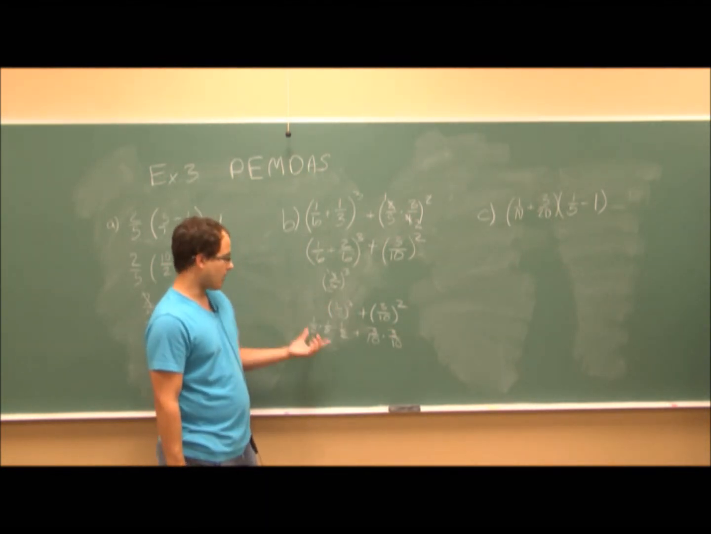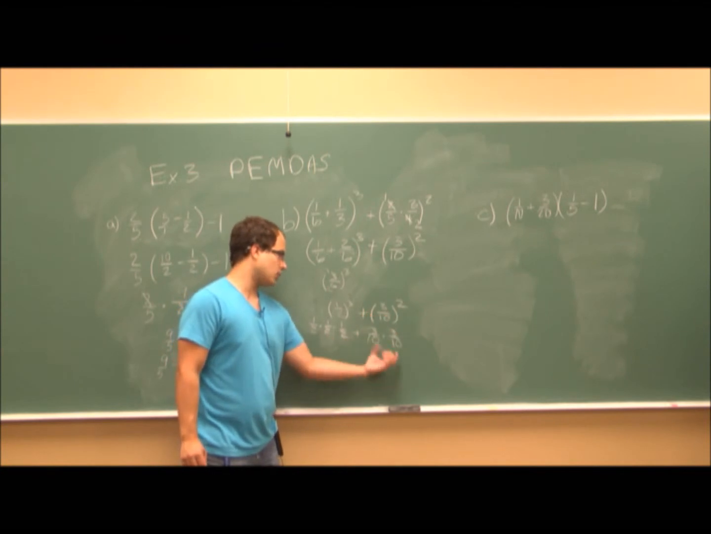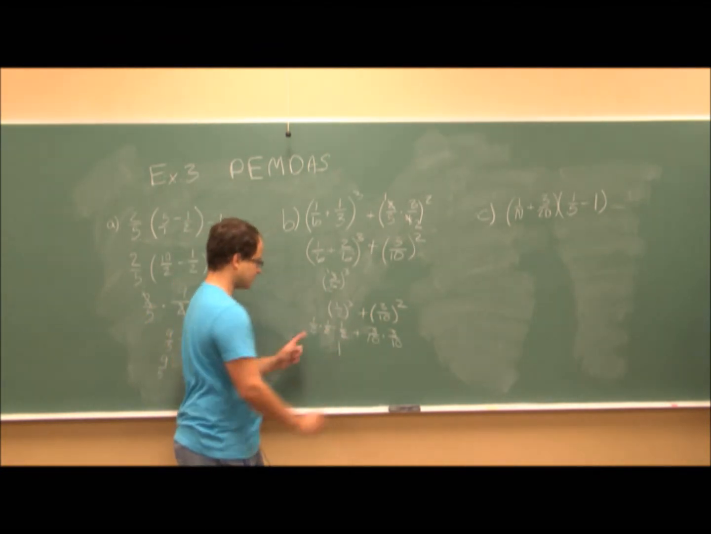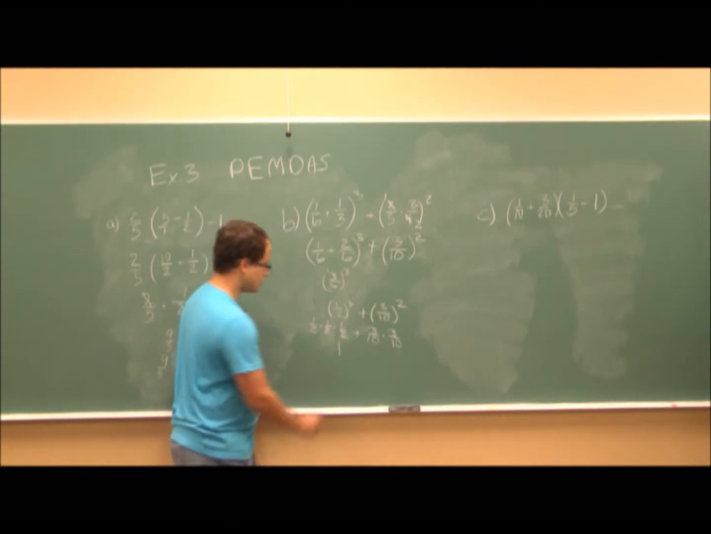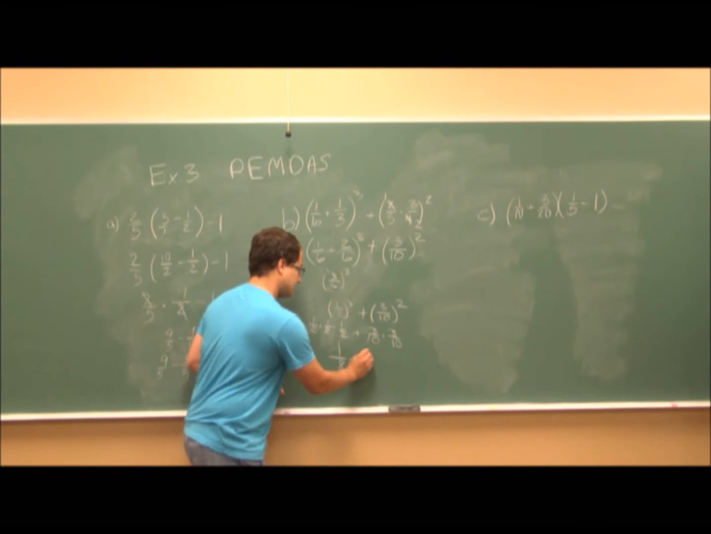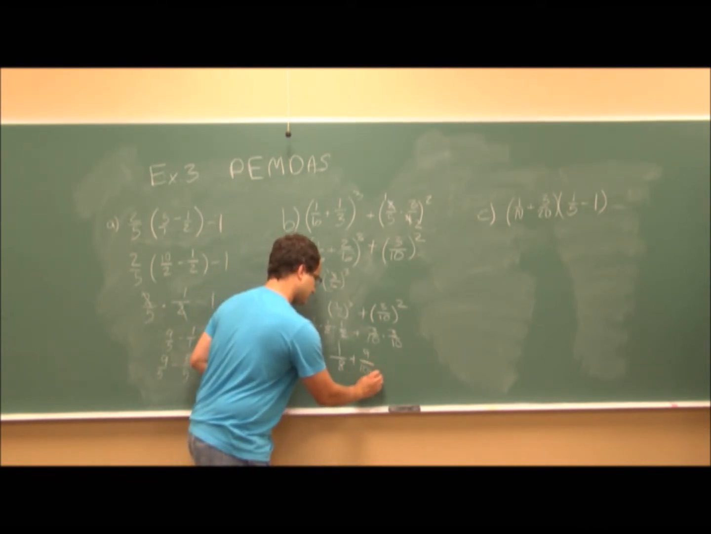Because a third power means I have it 3 times multiplied. Second power means I have it twice multiplied. So 1 times 1 times 1 is 1. 2 times 2 is 4. Times 2 is 8. 3 times 3 is 9. 10 times 10 is 100.